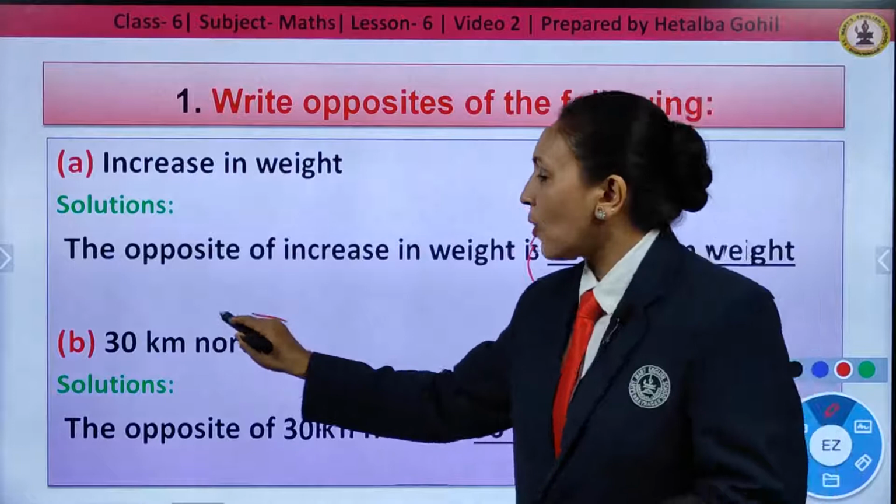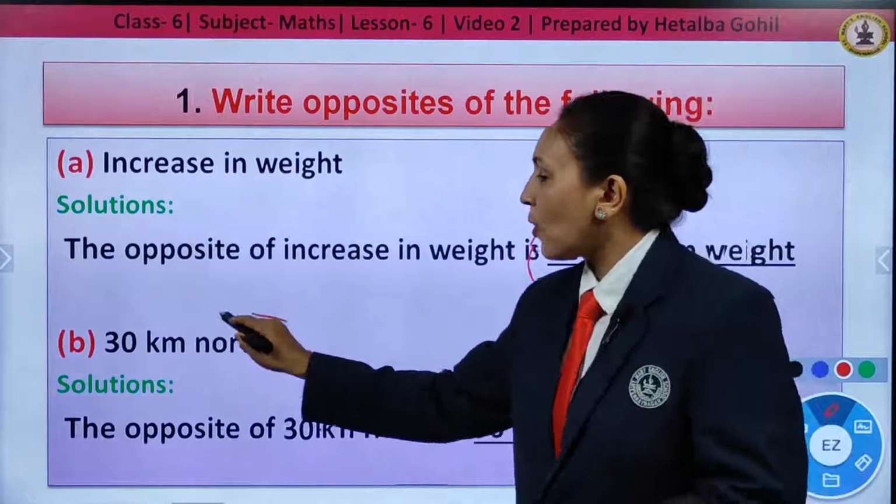First one, an aeroplane is flying at a height 2000 meter above the ground. Children, in the question it is told to you above the ground. Above means up. So always when it is above, we represent above with a positive sign. So what will be our answer? 2000 meter, that is plus 2000 meter, that shows that it is above.